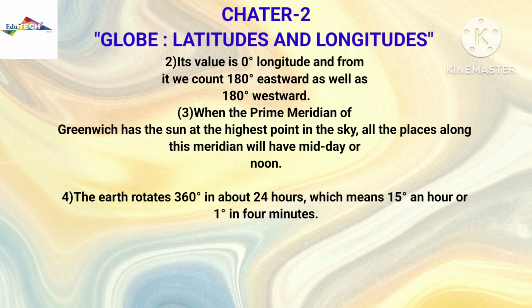When the prime meridian of Greenwich has the sun at the highest point in the sky, all the places along this meridian will have midday or noon. The earth rotates 360 degrees in about 24 hours, which means 15 degrees an hour or 1 degree in 4 minutes.